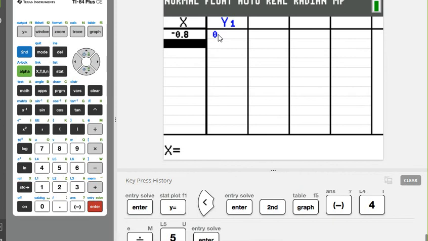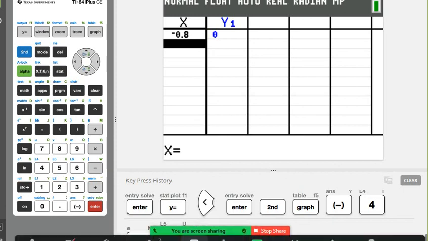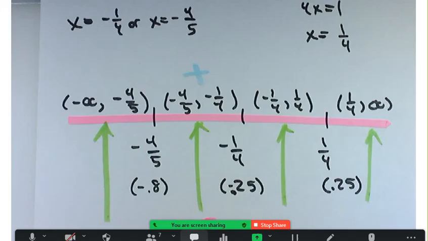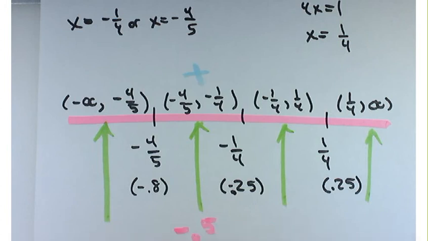If you're going to include it, then it gets a bracket. If you're not going to include it, it gets a parenthesis. Infinity and negative infinity always get parentheses. So there you go. All right.